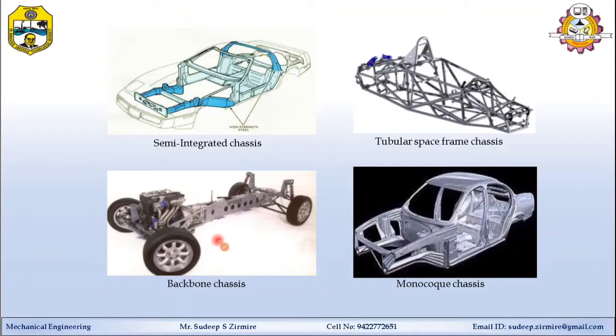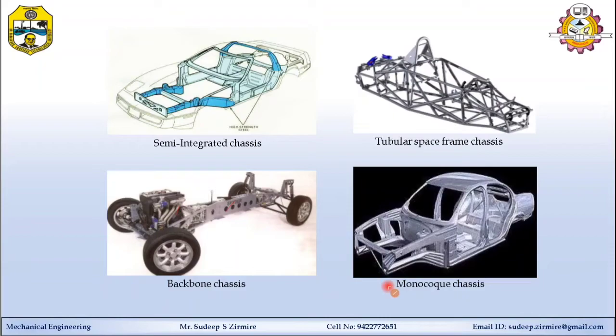Third one is the backbone chassis. It has a rectangular tube like a backbone and is simple in construction. You can see the backbone, the name is given here, backbone, and the drivetrain, engine and suspension are connected at the end of the chassis.